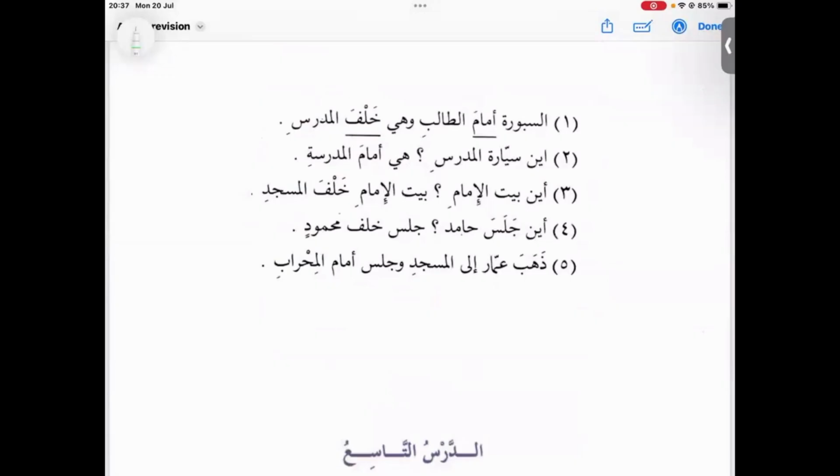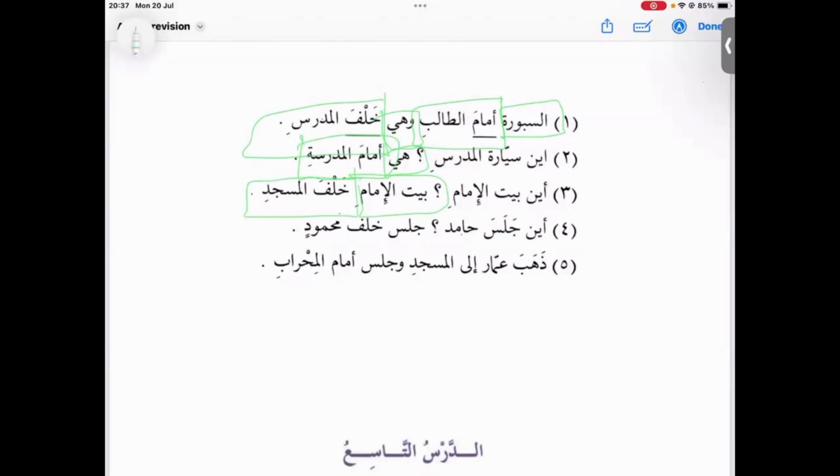More examples. السبورة مبتدأ. أمام الطالب خبر. هي مبتدأ. خلف المدرس خبر. هي مبتدأ. أمام المدرسة خبر. بيت الإمام مبتدأ. خلف المسجد خبر.